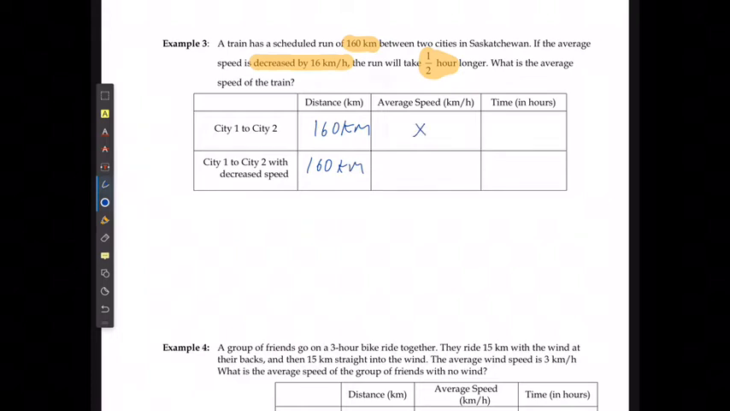In the second case, it says that the speed is decreased by 16 kilometers per hour, so it would be x minus 16. And the time in hours, well, we already know that time is equal to distance over speed, which means that this is going to be 160 over x, and this is going to be 160 over x minus 16.